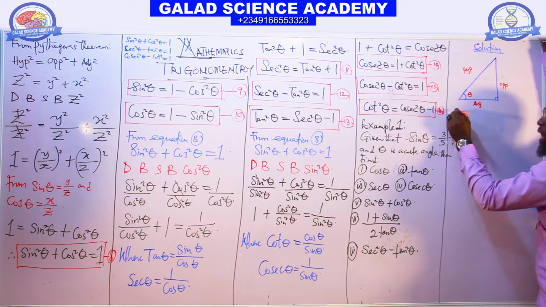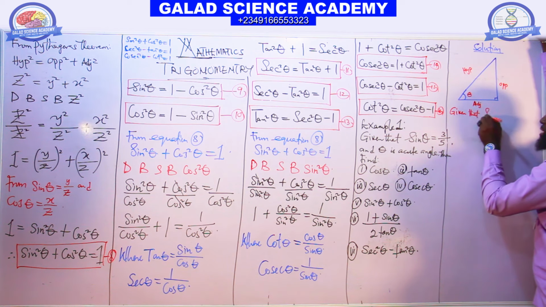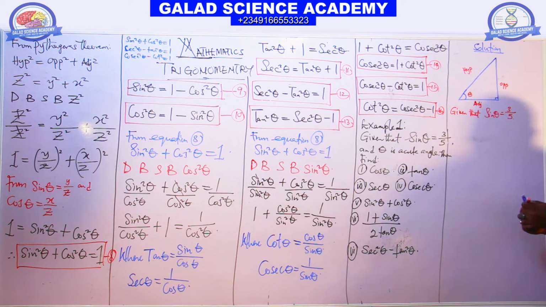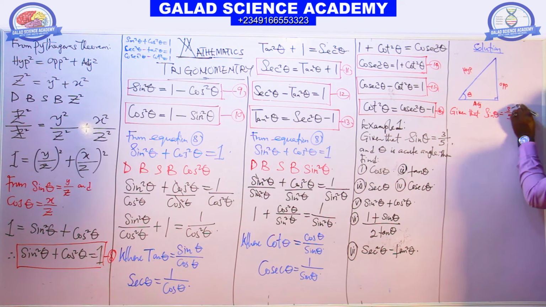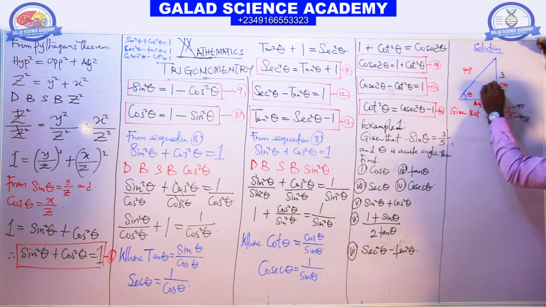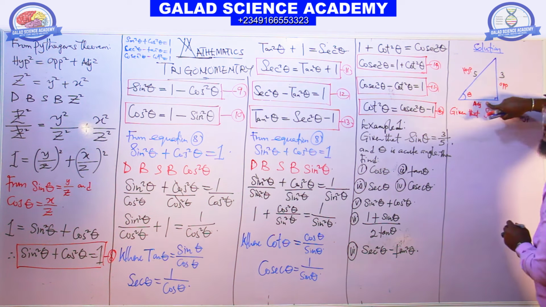And then we are given that sin theta is equal to 3/5. Good. So here now, we know that sine is opposite over hypotenuse. So this 3 is the opposite side, and the 5 is the hypotenuse. We are looking for this side.